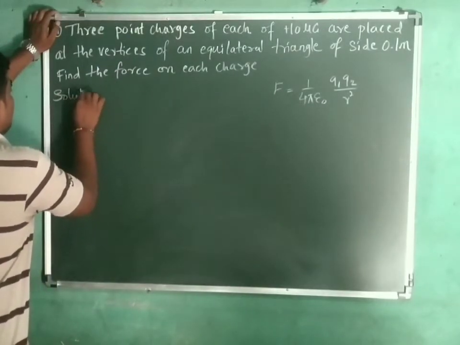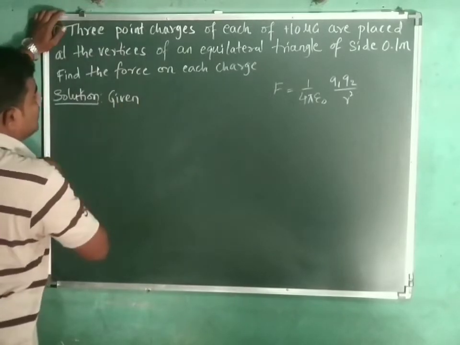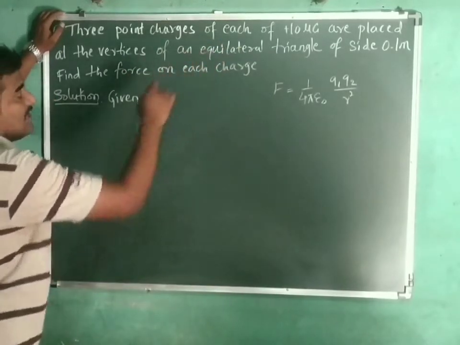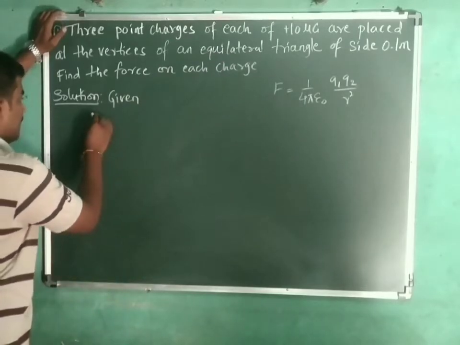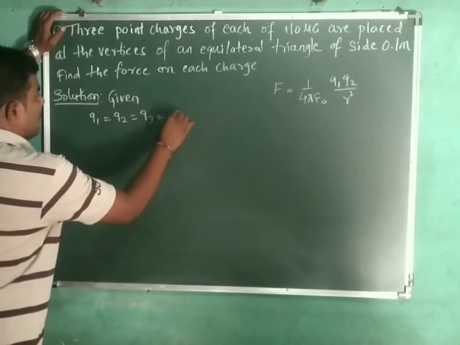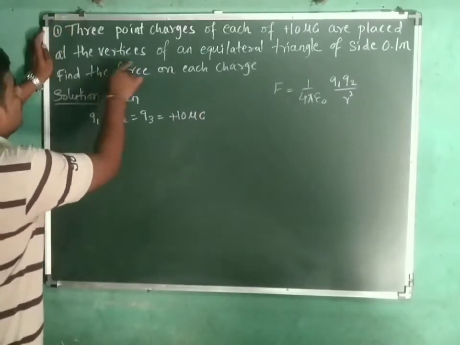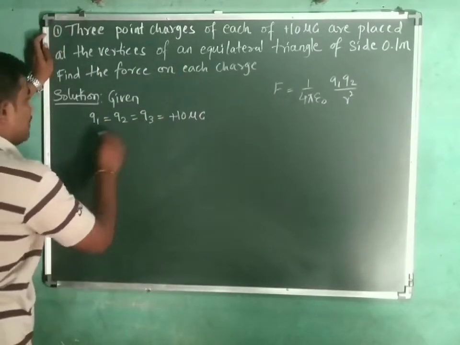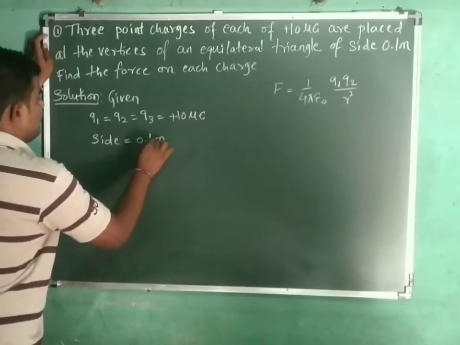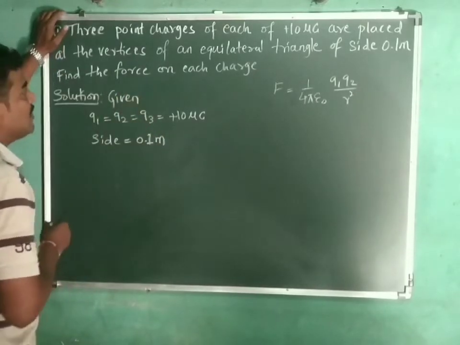First we shall write the given data. Here three point charges of 10 microcoulomb each are placed. It means all the three charges have the same magnitude. So Q1, Q2, Q3 are equal to plus 10 microcoulomb, at the vertices of an equilateral triangle of side, and side means distance, it is 0.1 meter. All these are in SI units only, no need to convert. So find the force on each charge.